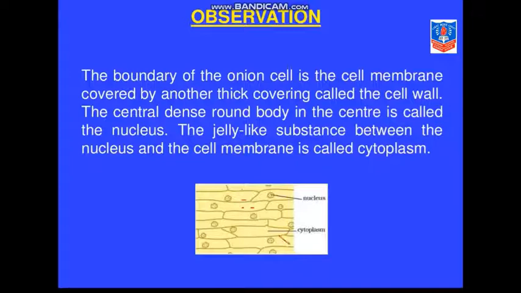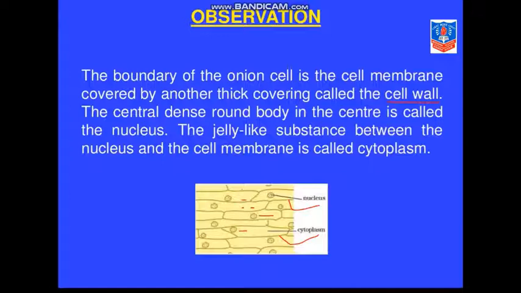ये जो है ना, ये सारी cell walls हैं. या एक membrane के बाहर जो rigid covering है, that is cell wall. Very important. Animal cell has only cell membrane, but plant cell में cell wall भी होती है. The central dense round body in the center is called the nucleus. जो ये dots बीच में दिख रहे हैं ना, these all are nucleus.